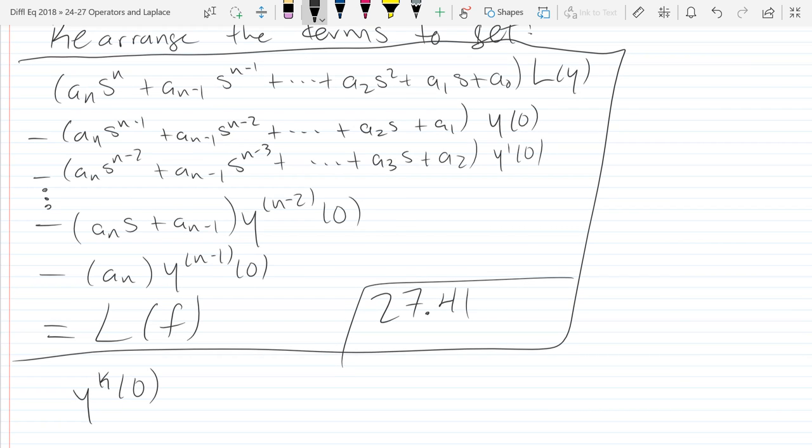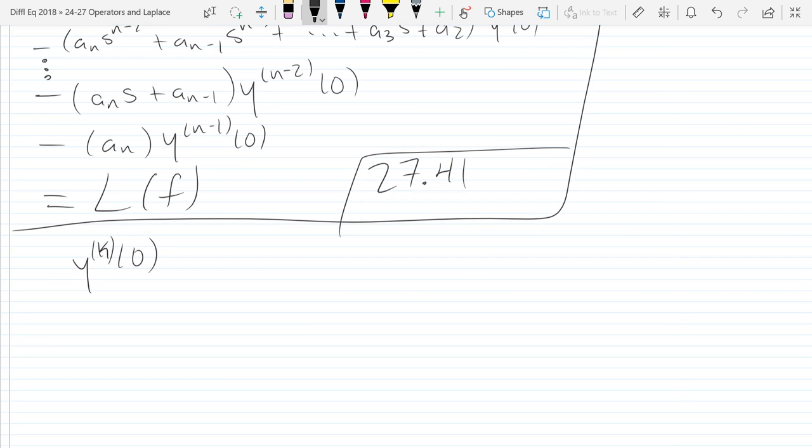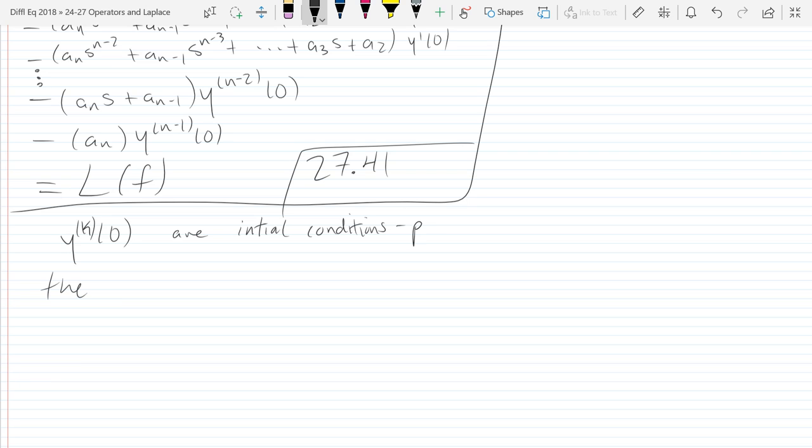So before we did any of this Laplace transformation stuff, what would you have called y^{(k)} of 0 like a month ago? Well, it's a derivative of a function where we plug in a value. What did we call these before? If your ODE was degree n, you usually got n of these. These are all initial conditions. So the y^{(k)} of 0 values are initial conditions, which means they're going to be numbers. You're going to plug in the values. Then solve for L of y.